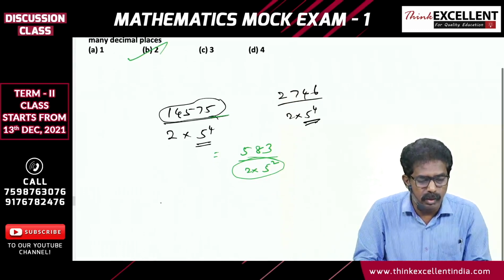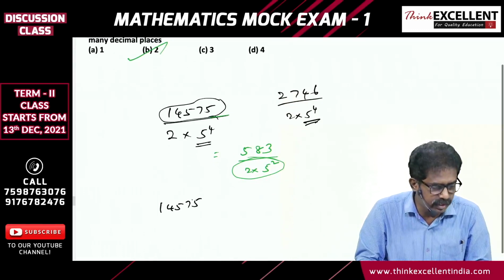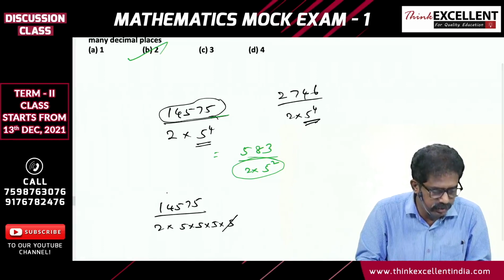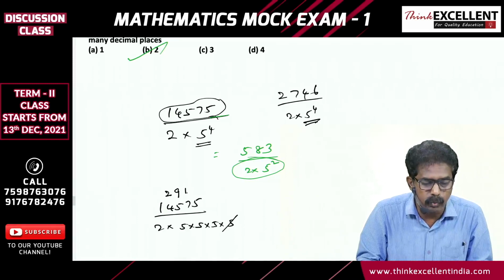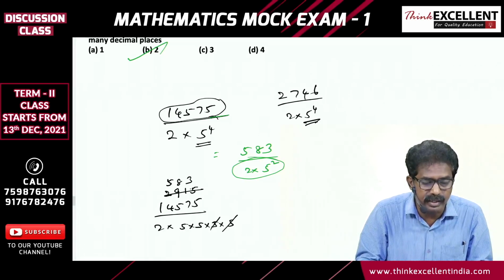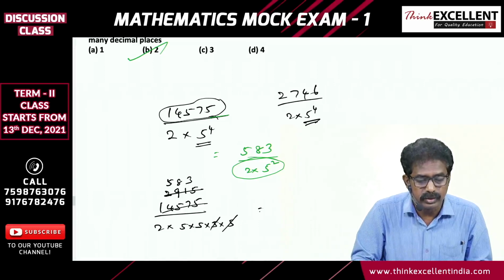Please look at this. 14575. This is what we have, right? So by 2 into 5 raised to 4. First I'm cancelling 5. 5 2s are 10, then 45, 9, then 1, 25, 5, right? Again 5. One more time we can cancel 5. 5 5s are 25, 41, 8, 15, 3. You can't simplify further, right? So you are getting 583 by 2 raised to 1 into 5 square.